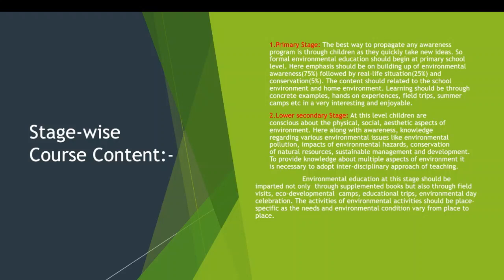At this stage, children are in their growing stage of development. They become very conscious about the physical, social, and aesthetic aspects of environment. So along with awareness, they are also provided some knowledge regarding environmental issues and their impacts on our lives, and how things can be taken care of, so that everyone can benefit from natural resources. Knowledge regarding all these issues is provided to the children, because gradually they start acquiring all those things.